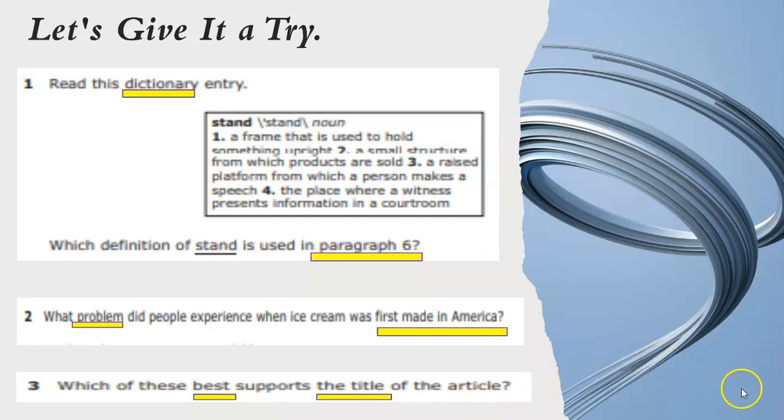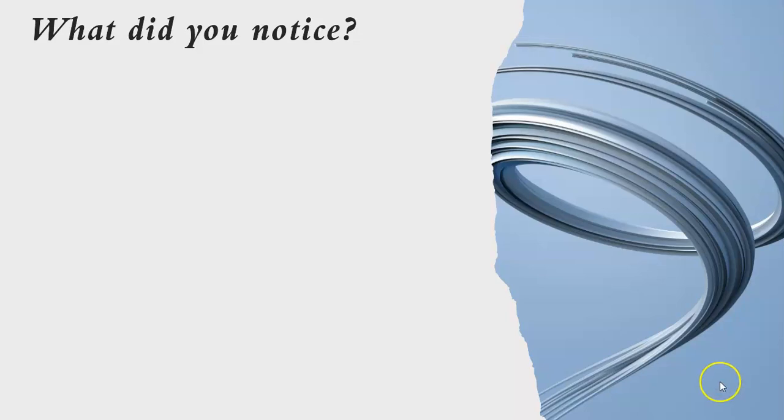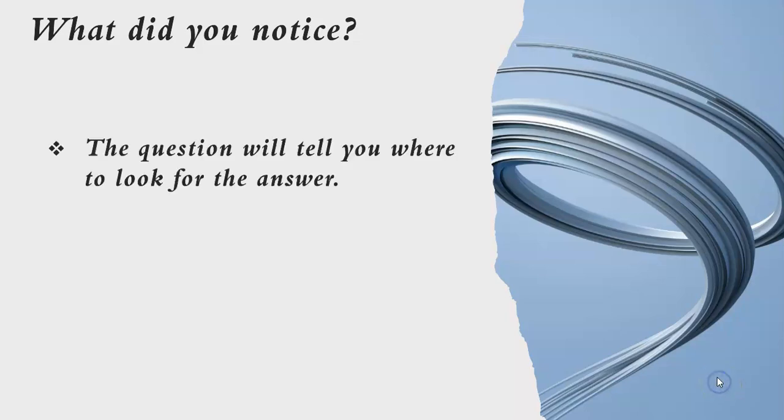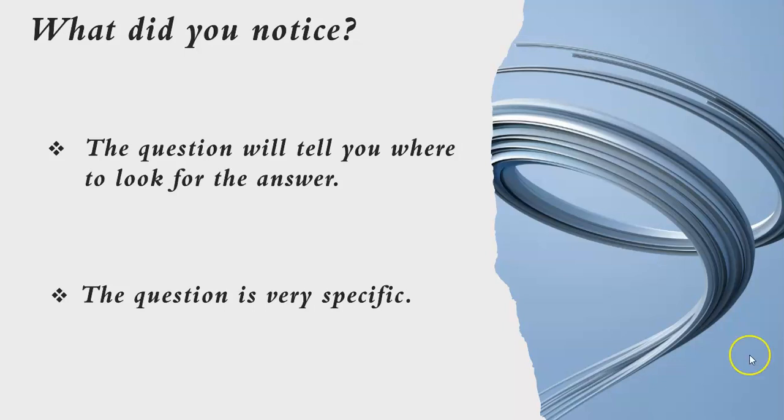All right, let's ask ourselves, what did we notice about these questions and how we identify keywords? The question will tell you where to look for the answer. So a keyword might be something like paragraph 6 or sentence number 12, or if it's a poem, stanza number 5. It might also tell you about some text features that you've already identified. And the question is very specific. Which one of these best supports the title? Telling us both where to look for the answer and what the question is all about. All right, let's move on to the review.